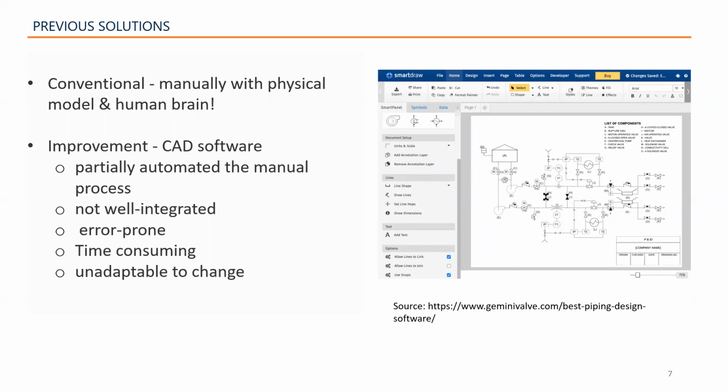Previous solutions. Conventionally, engineers design the pipe route manually or use a physical model. You can imagine this requires huge time and cost with low accuracy. The use of computer-aided design, CAD, software has partially automated the manual process, but it still requires human effort and decision-making to resolve the design constraints, and it's hard to make revisions. Also, different design aspects typically require different software, and the process is usually not well integrated.